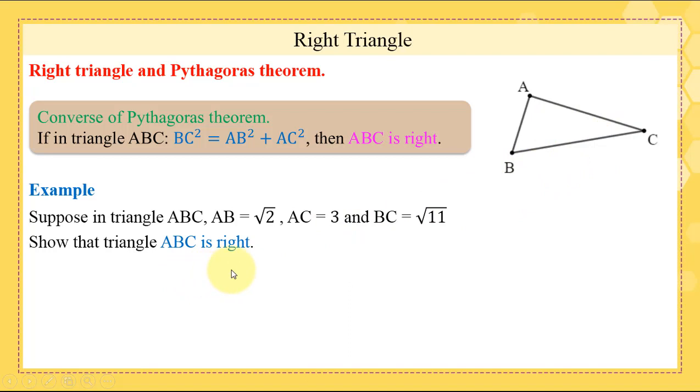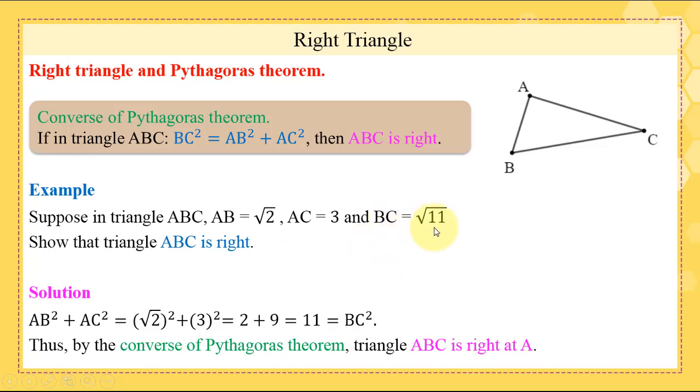To show that the triangle ABC is right, we can find BC squared, which is equal to radical 11 squared, equal to 11. And we start with the longest side and square it. Then we find AB squared plus AC squared is equal to 2 plus 9, which is also equal to 11, so it is equal to BC squared. So by converse of Pythagoras theorem, triangle ABC is right at A.